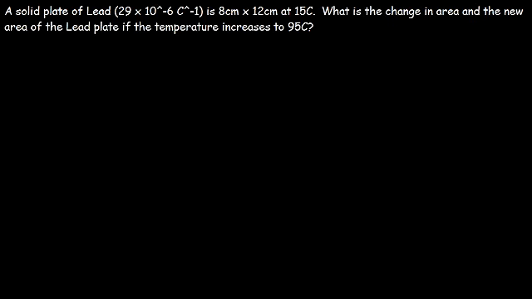Let's work on this one. A solid plate of lead is 8 centimeters by 12 centimeters at 15 degrees Celsius. And we have the coefficient of linear expansion. It's 29 times 10 to the minus 6, 1 over Celsius. Now, what is the change in area and also the new area of the lead plate if the temperature increases to 95 degrees Celsius? So let's draw a picture.